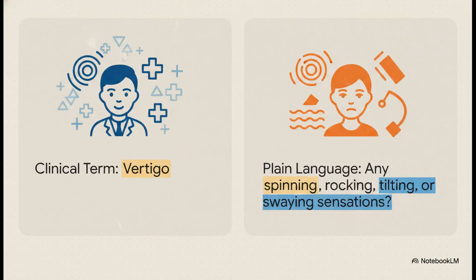Now, to get to that precise definition with a patient, you've got to use the right language. Just asking, "Do you have vertigo?" often doesn't cut it. Instead, you need to ask about the experience. Do you have any spinning, rocking, tilting, or swaying sensations? See? That question captures the whole spectrum and helps you avoid getting stuck on just one potentially misleading word.